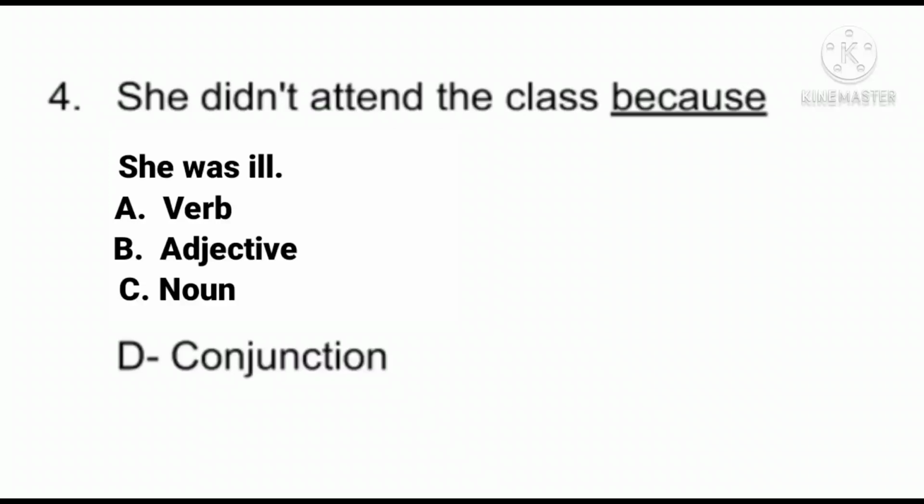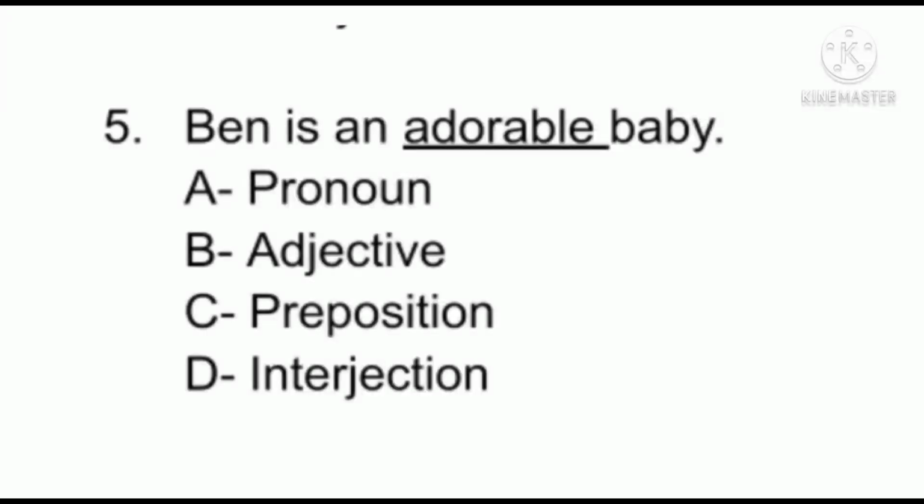And the next question, fifth, that is, Ben is an adorable baby. Here we can see the underlined word is adorable, and the options are A, pronoun, B, adjective, C, preposition, and lastly D, interjection. Now we are going to write the answer for adorable from these options. I am giving you 10 seconds of time to complete it.